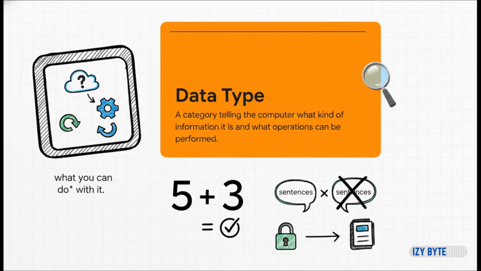Now, this whole idea of a container has a formal name. It's a data type. And it's super important. A data type is basically a label that tells the computer 2 things, not just what the information is, but also what you're allowed to do with it, right? Like you can add 2 numbers together, but you can't exactly multiply 2 sentences. The data type sets the rules of the game.